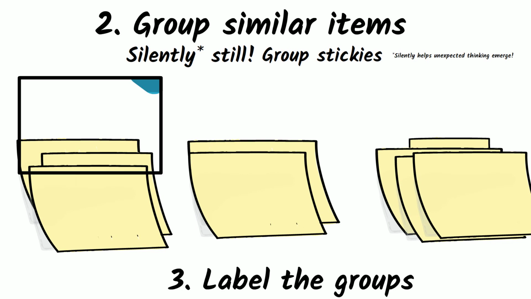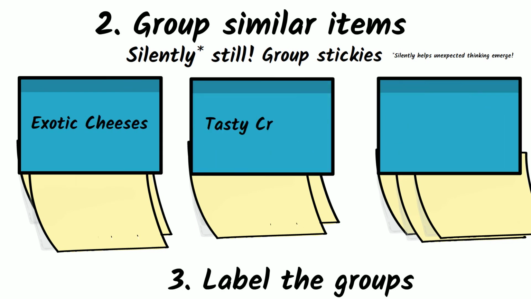In the third step, the team can talk again. But the idea is to give each one of these groupings a label, and that label is a shorthand for what that group stands for. This is the fastest way to crowdsource ideas.